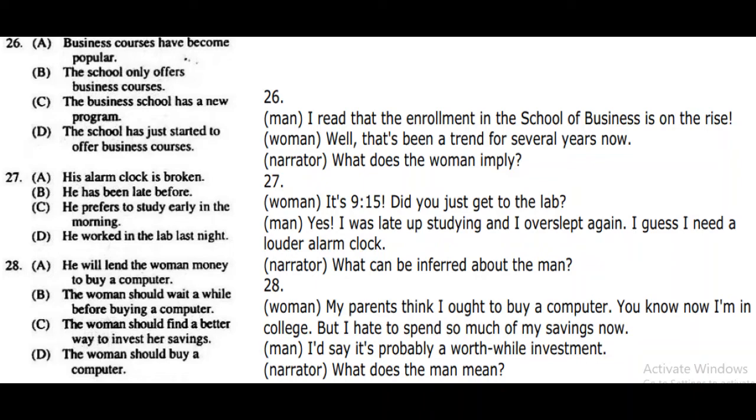Number 28. My parents think I ought to buy a computer, you know, now that I'm in college. But I hate to spend so much of my savings now. I'd say it's probably a worthwhile investment. What does the man mean?